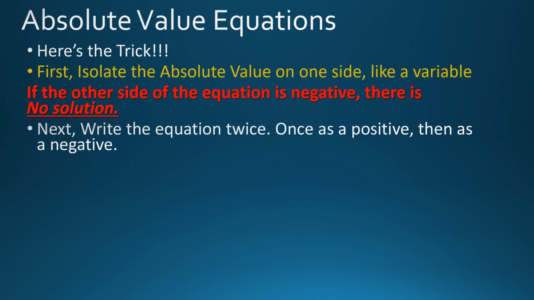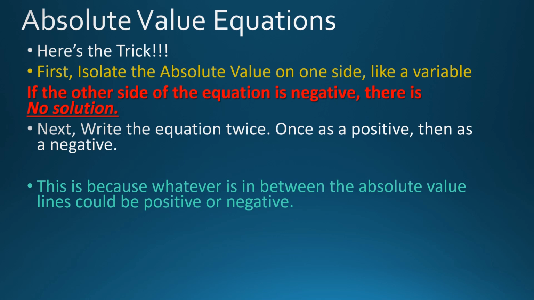So, next you're going to write the equation twice, once as a positive and then as a negative, and we'll explain that here in a moment. That's because whatever is in between the absolute value lines could be positive or negative. So, then we're going to solve.